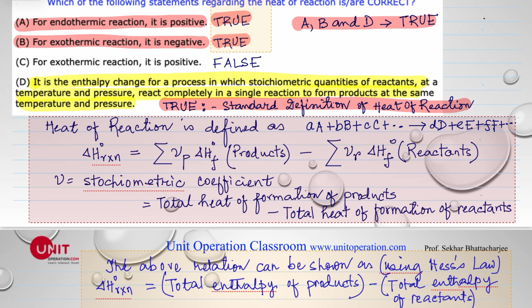If we look at option D, it says it is the enthalpy change for a process in which the stoichiometric quantity of reactants at a temperature and pressure, so of course this is defined for a certain temperature and pressure, react completely in a single reaction to form products at the same temperature and pressure. So this definition is of course true, and this is a standard definition of the heat of reaction. So option D is true. Now let us take options A, B, and C individually.